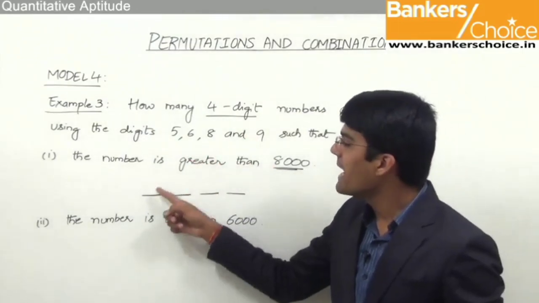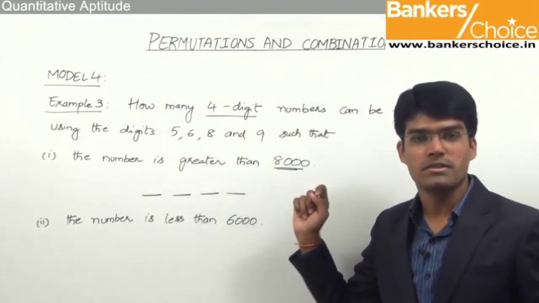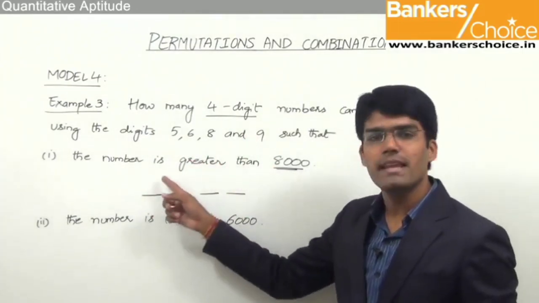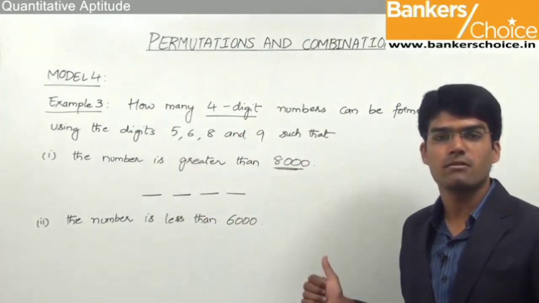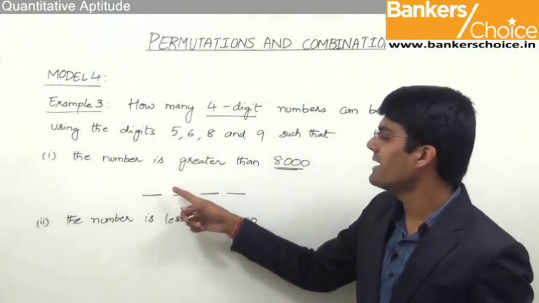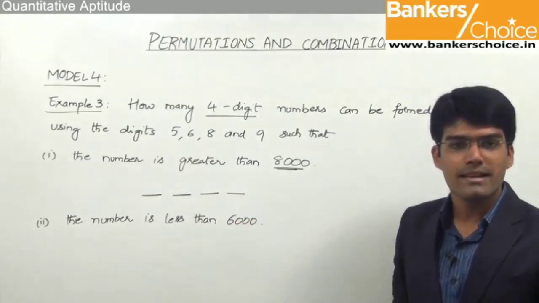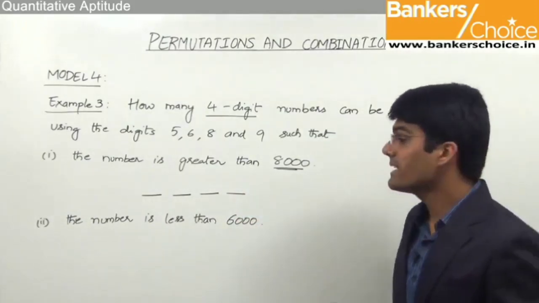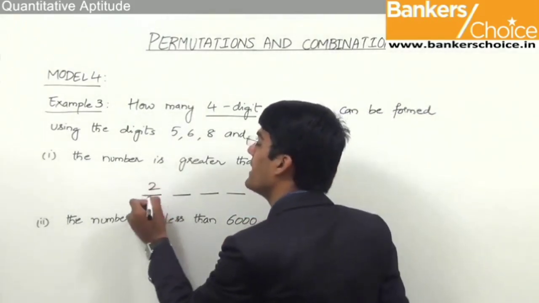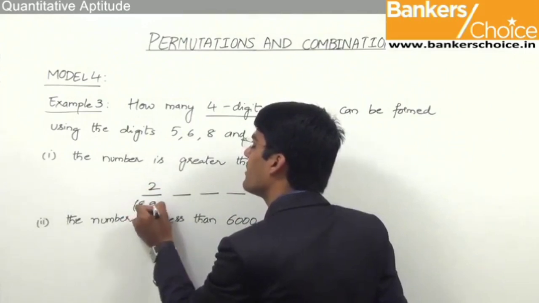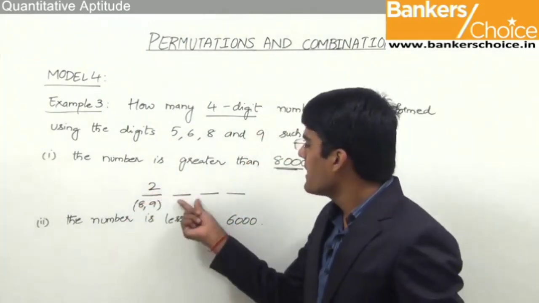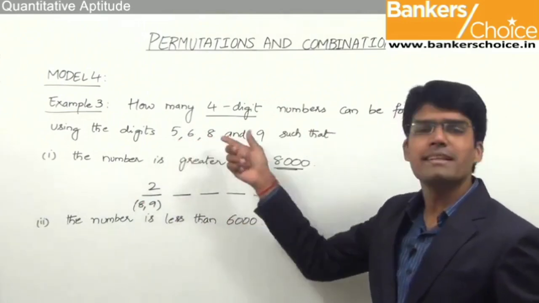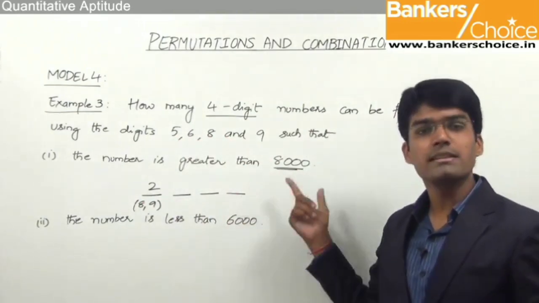But 8 and 9 both can come in the first position. If it is starting with 8, the remaining digits here are given in such a way that the number becomes greater than 8,000. And even when the number starts with 9, whatever be the remaining digits, it is greater than 8,000. So we can say that the first position can be occupied in 2 ways. It can either be 8 or it can be 9. Now once the first position is filled, we have got 3 more positions and remaining 3 digits. That can be done in 3 factorial ways.